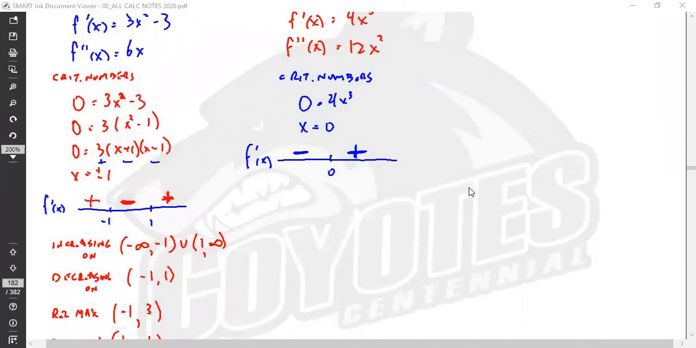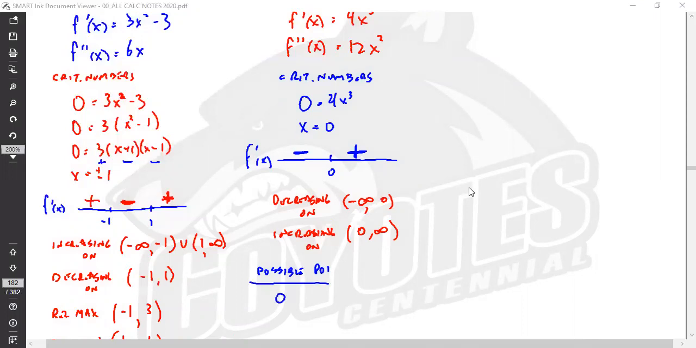So therefore, let's start with decreasing on negative infinity to 0. It is increasing on 0 to infinity. We have a possible point of inflection where 0 is equal to 12x squared. So x is 0.